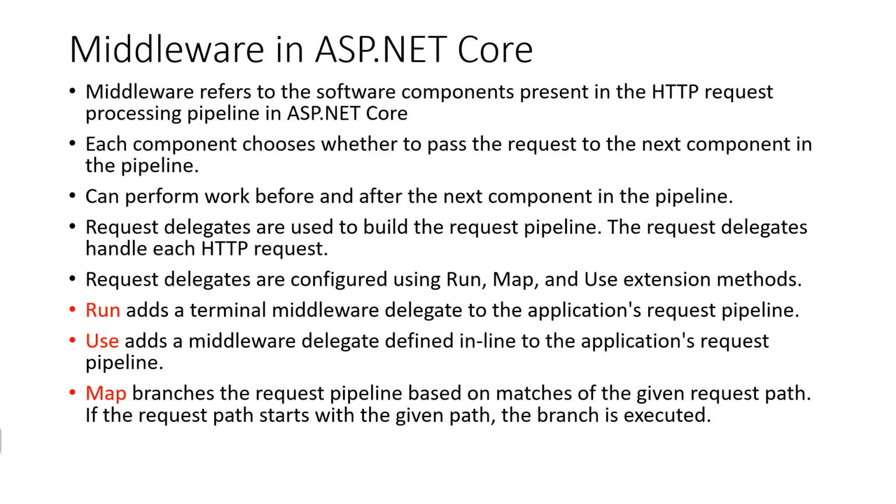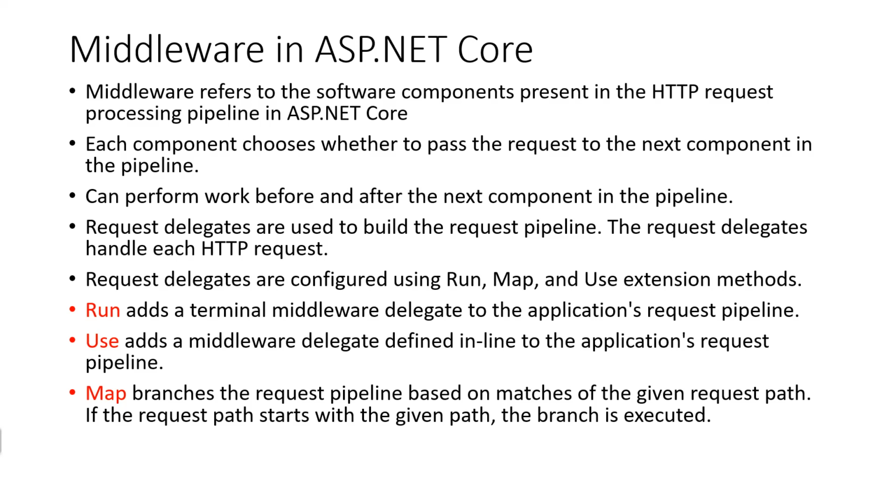A middleware refers to the software components present in the HTTP request processing pipeline in ASP.NET Core. Each component chooses whether to pass the request to the next component in the pipeline. It can perform work before and after the next component in the pipeline, and request delegates are used to build the request pipelines. The request delegates handle each HTTP request.